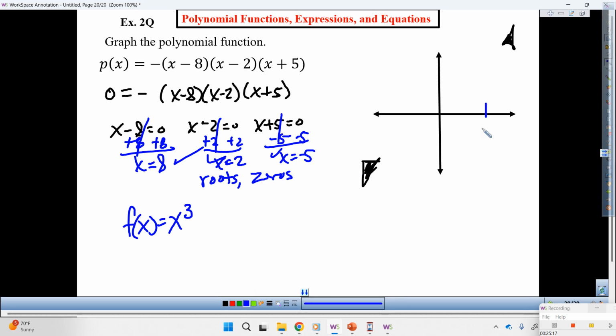We got 8. We got 2. We got negative 5. Am I forgetting anything? Tell your neighbor what I'm forgetting. The negative. What does that do to the beginning and ending arrows, Joseph? It flips it. So instead of being down here, it's up here, and instead of being up here, it's down here. All right, let's connect those arrows from left to right going through those points.